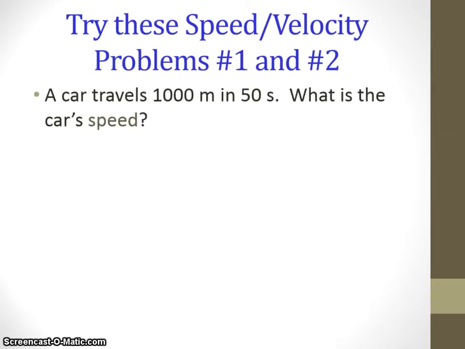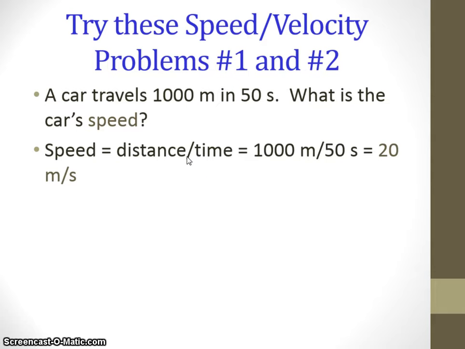So a couple of questions with math problems in them, like a car travels 1,000 meters in 50 seconds. What is the car's speed? Well, if you remember back to the equation I showed you, speed is distance divided by time. So you take the distance here, 1,000 meters, and the time, 50 seconds, and just divide them. 1,000 divided by 50 gives you 20. And the unit comes from meters divided by seconds, or meters per second.